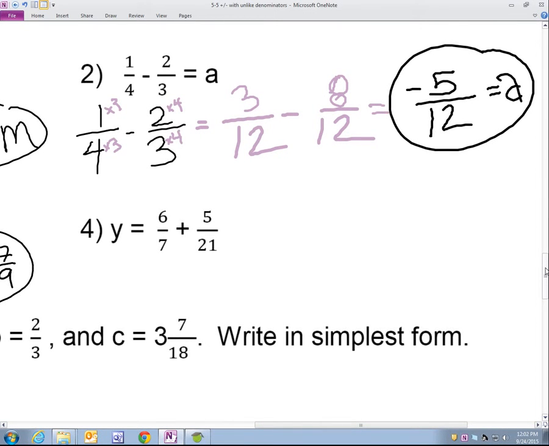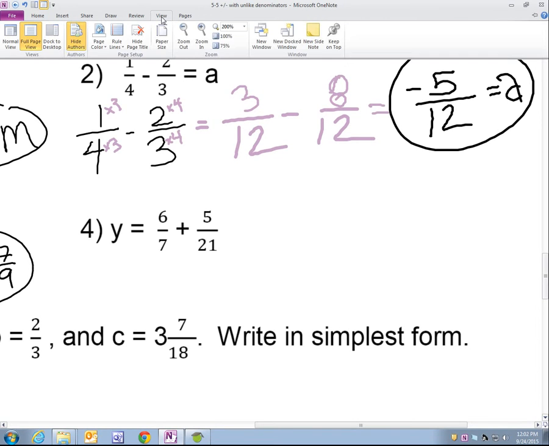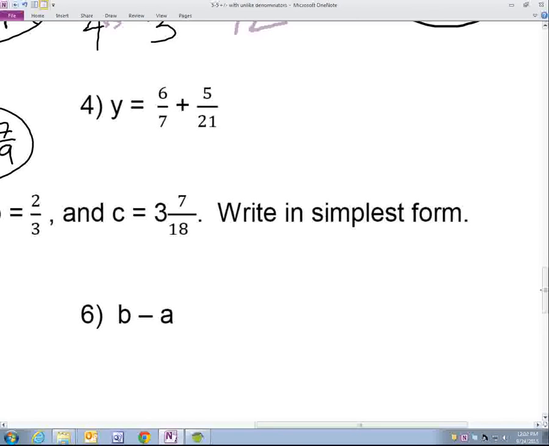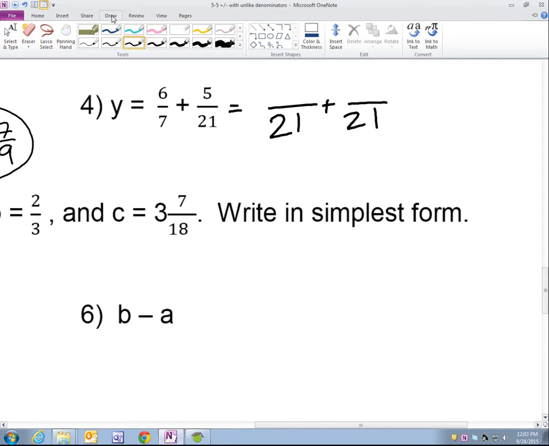Here's another situation where we have one of the denominators that is the LCD, the least common denominator. So we have 7 and 21. Right away, you should be able to tell that the denominator is going to be 21. And if you don't, that's okay, as long as you get it eventually.